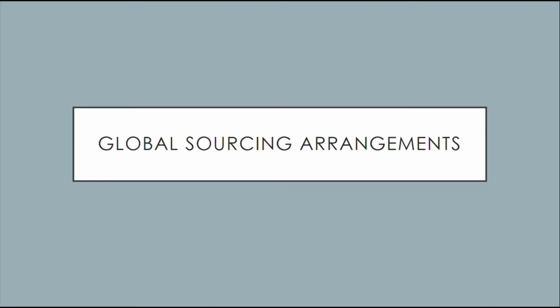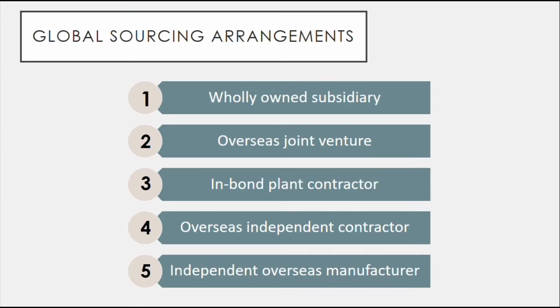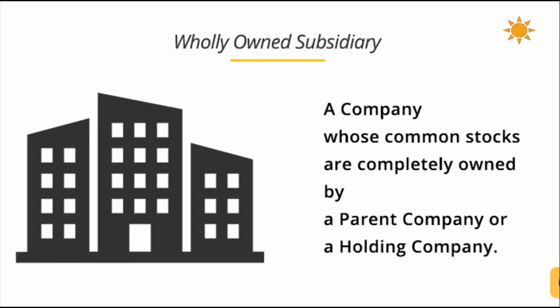There are 5 global sourcing arrangements. The first is the wholly owned subsidiary. The second is the overseas joint venture. The third is the inbound plant contractor. The next one is the overseas independent contractor, and the last one is the independent overseas manufacturer. And now we will detail some of them.